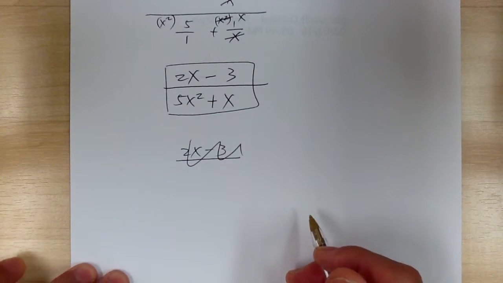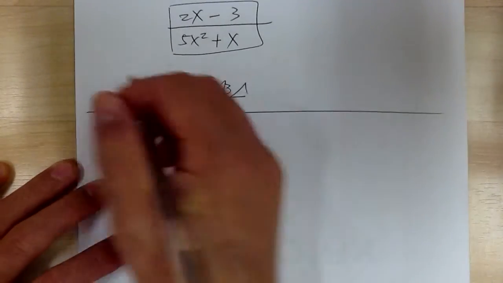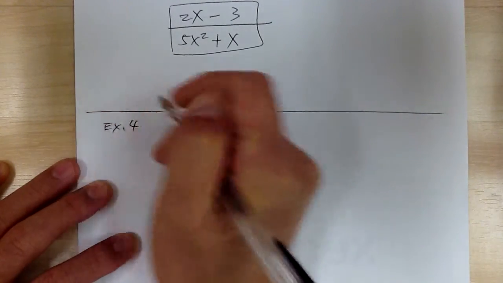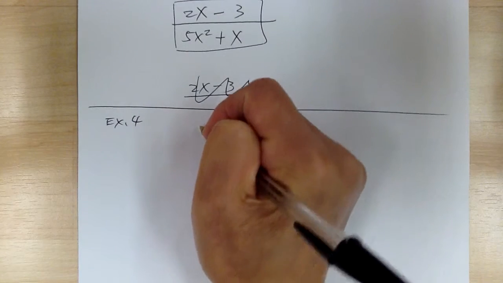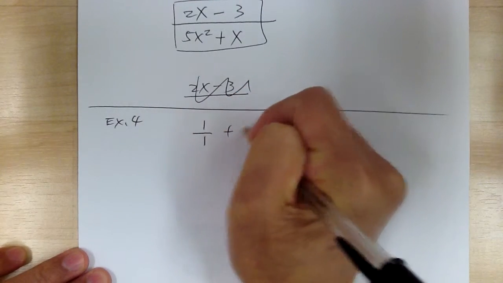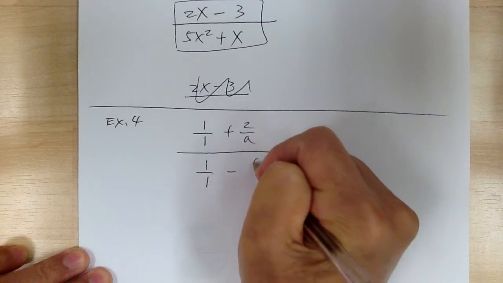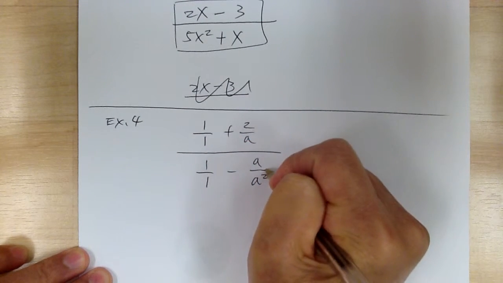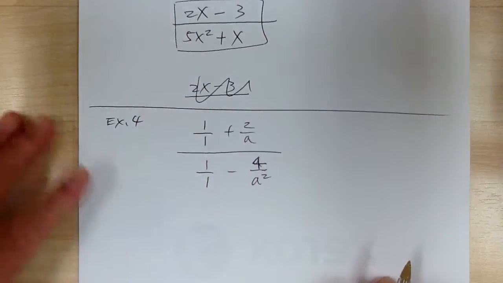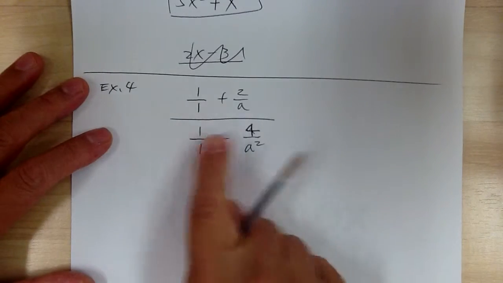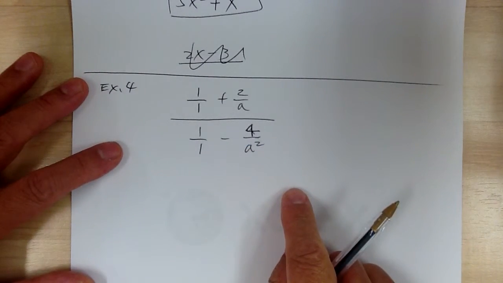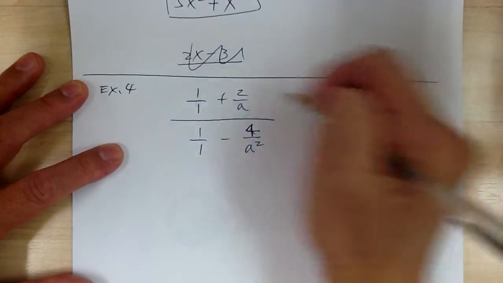Okay, let's go to example 4. So again, you have 1, right? So write 1 over 1, make everything into fraction. So 1 over 1 minus a over a squared, 4 over a squared. So every problem is the same thing, right? This kind, you multiply by common denominator. So common denominator is a squared.